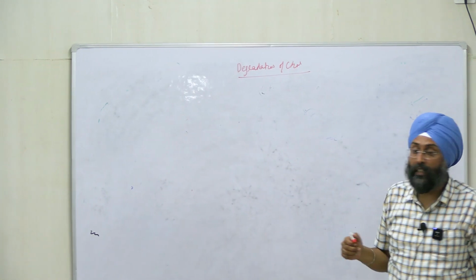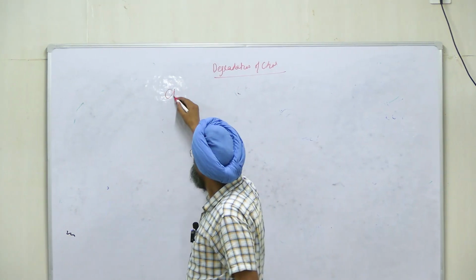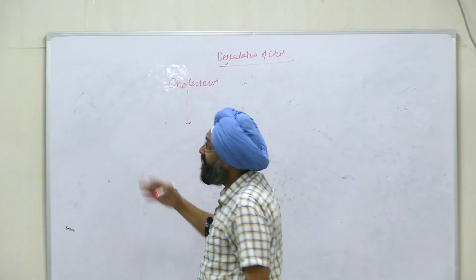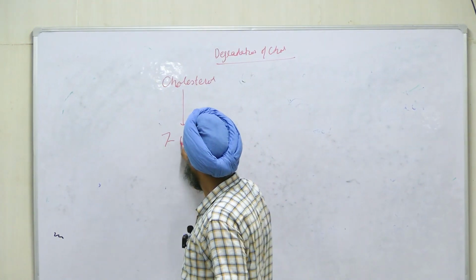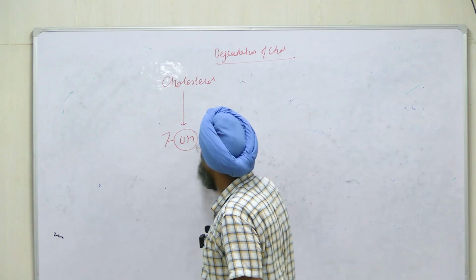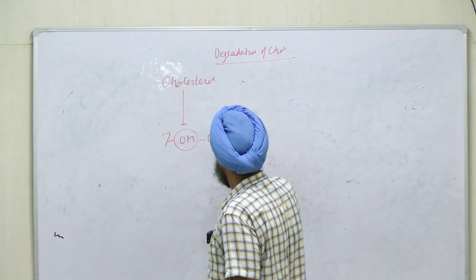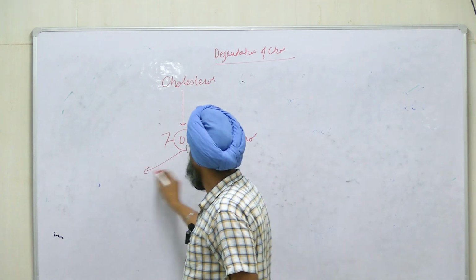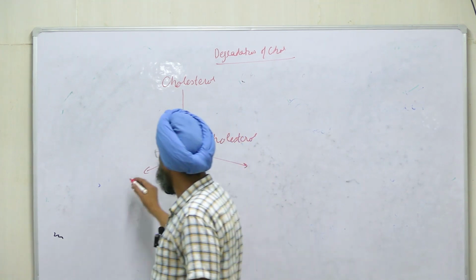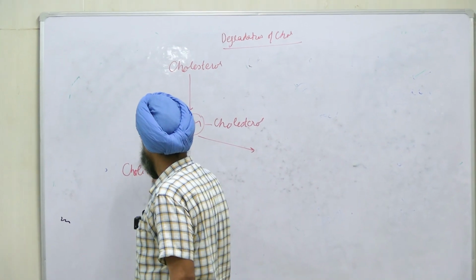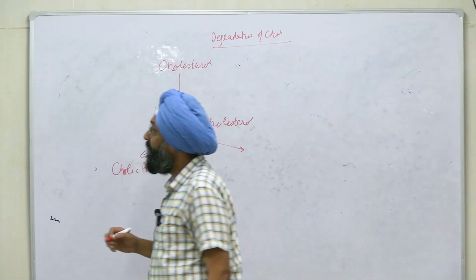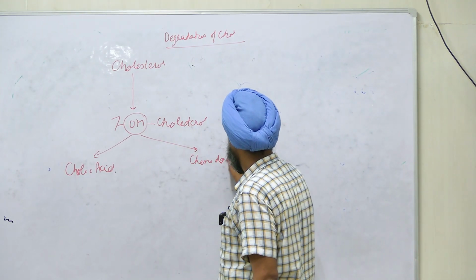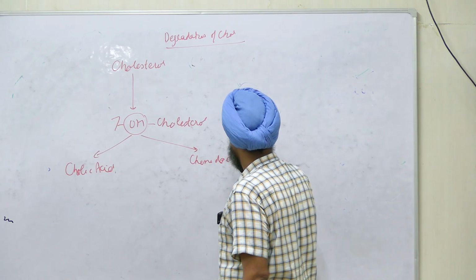Right? So we're starting from cholesterol. It is first converted to 7-hydroxy cholesterol. Through multiple steps, it will form cholic acid and chenodeoxycholic acid.